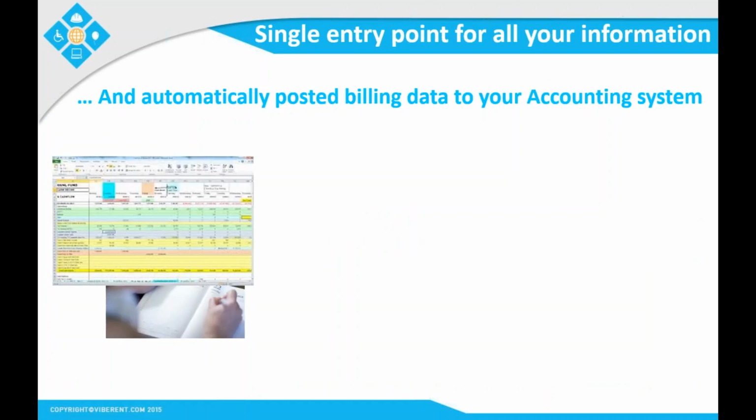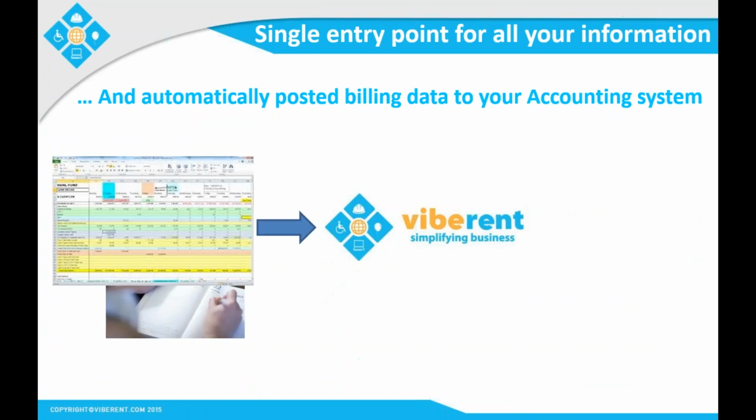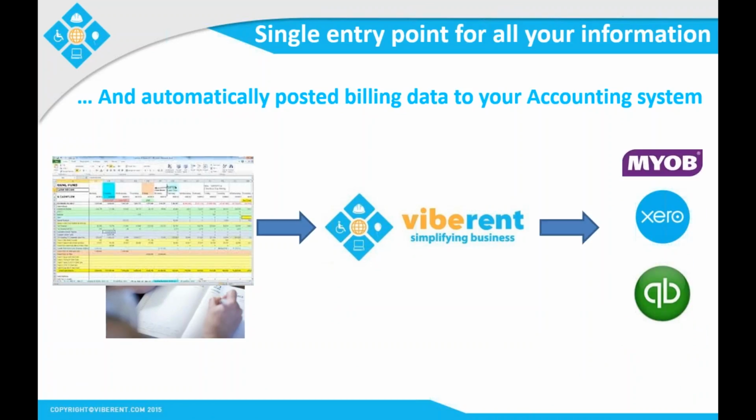Viberent allows a single point of entry and automatically posts all your billing data to your accounting system, thereby firstly eliminating duplication and secondly saving you heaps of time and effort, and most importantly it's all accurate. Nothing is left to chance. What you enter into Viberent goes through to your accounting system directly. There is no import or export. There is no manual entry or anything like that.